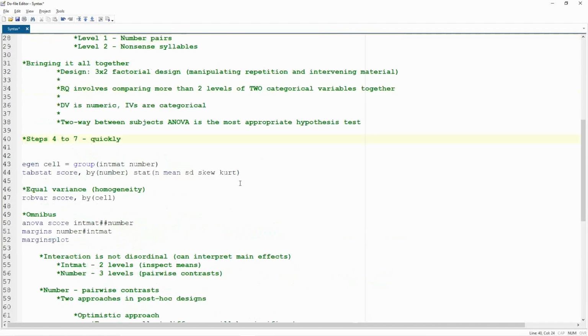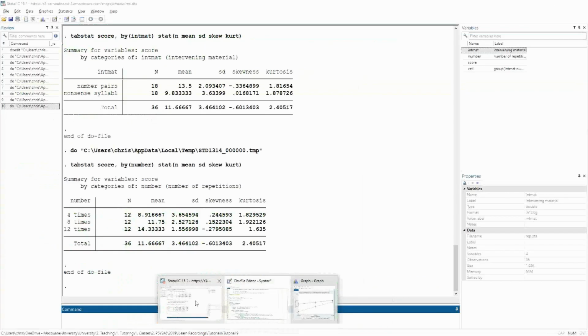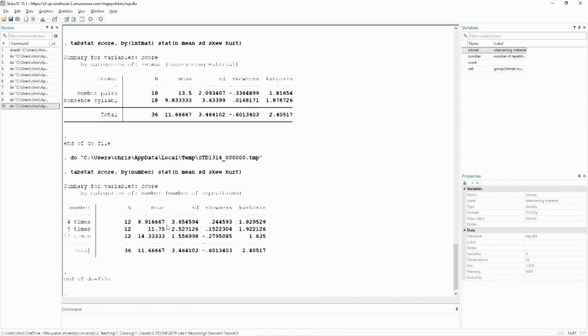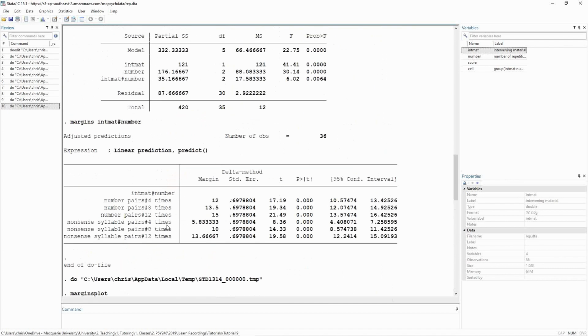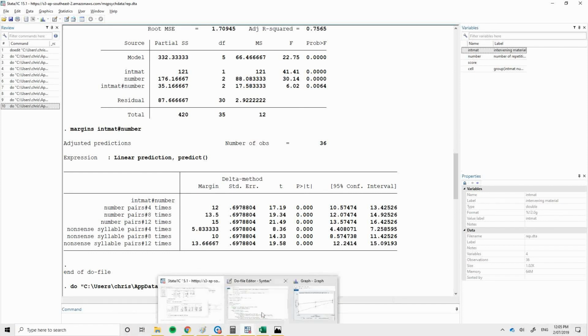Then we get to the interaction. For the interaction, to make sense of that, I could look at these 6 means and go, okay, so what's going on? But again, just like with the number of repetitions, because I've got more than 1 degree of freedom, because I'm comparing more than 2 groups, I'm going to have to look at contrast testing.